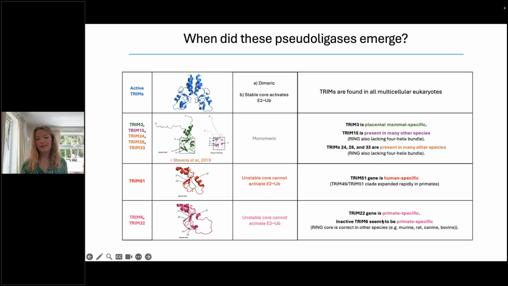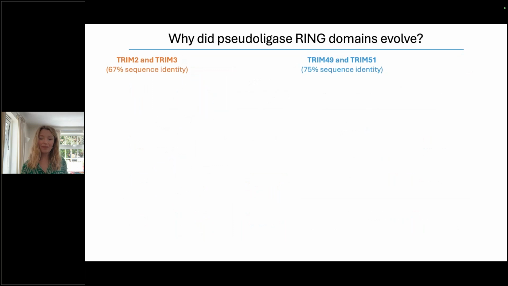TRIM22 and TRIM6, these genes are specifically only found in primates in their inactive form. So to me, this says that at some point through evolution, these TRIMs have duplicated, and for some reason when they've lost their activity, this might have given a selective advantage in evolution as well. So it hints that there's some kind of function for these TRIMs, I think. And I can give you two examples now of places we think that these TRIMs actually have a function.